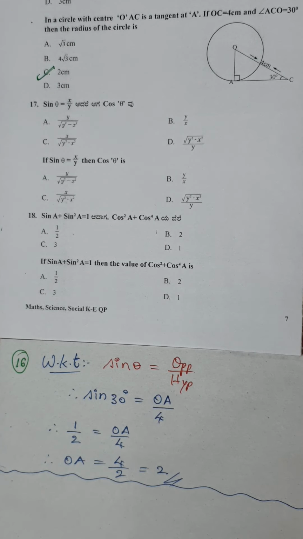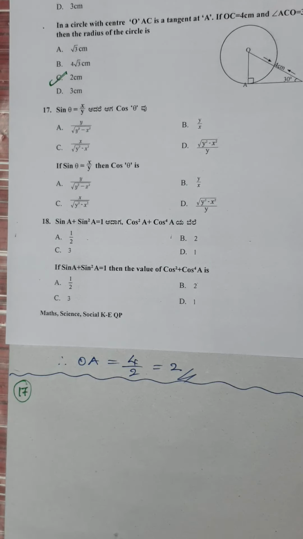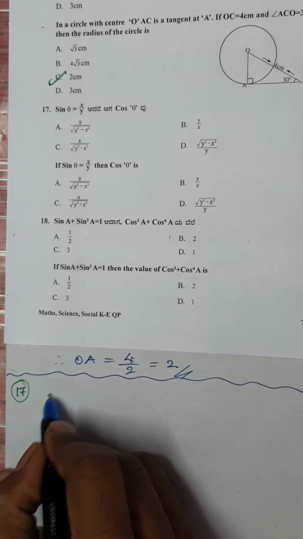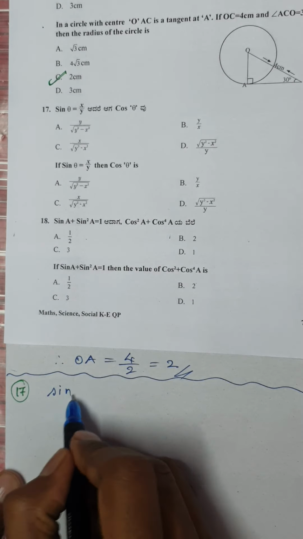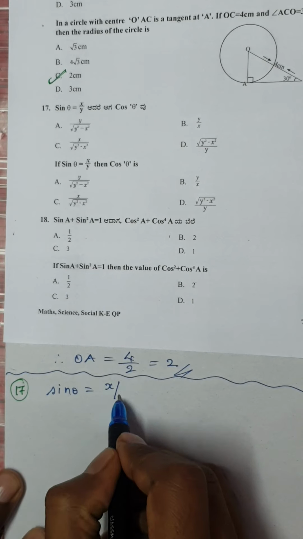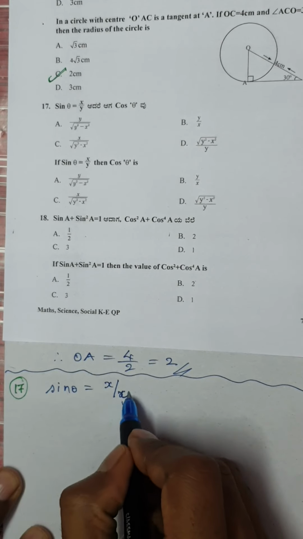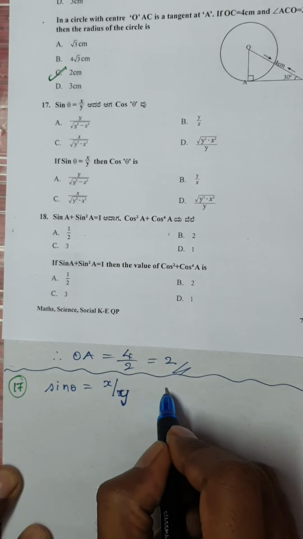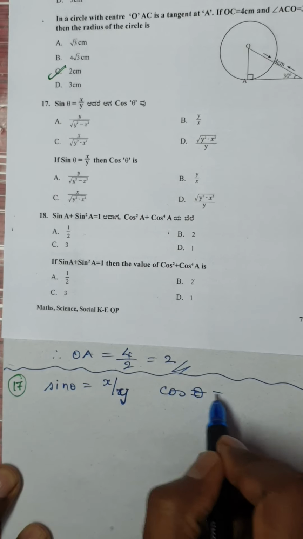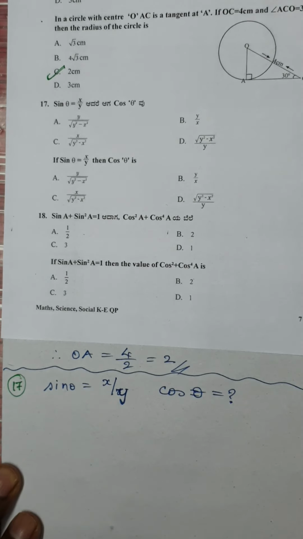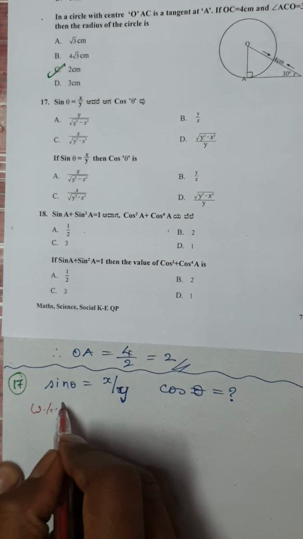Moving on to question number 17. Question number 17 is a very simple question. He has given sine theta. If sine theta is equal to x by y, you have to find out cos theta. Okay, hope you know the formula, dear students.